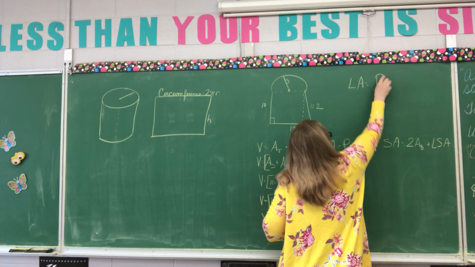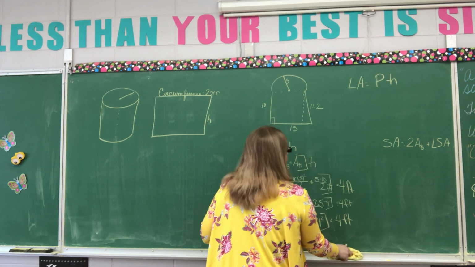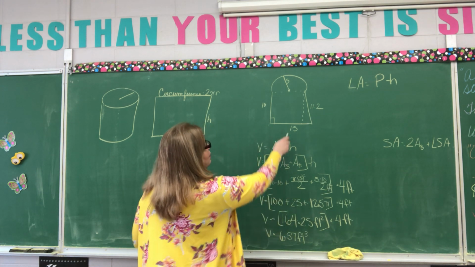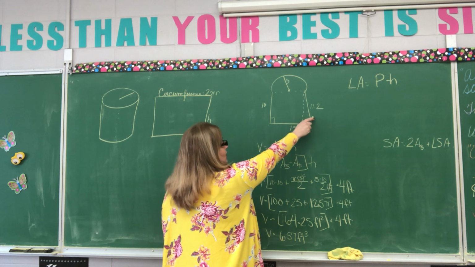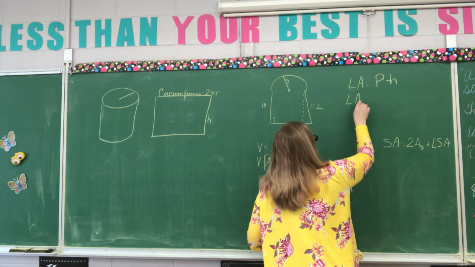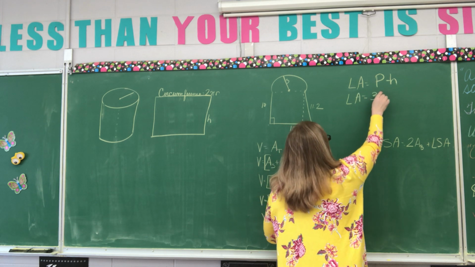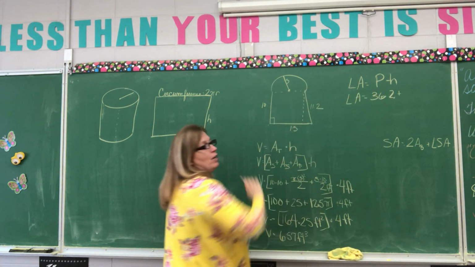Lateral area equals perimeter times height. That's just to give us a little more room. Okay? So our perimeter is gonna be 15 plus 10 plus 11.2. Okay? So our lateral area in that case is gonna be 36.2. Now let's go back and do that semicircle.